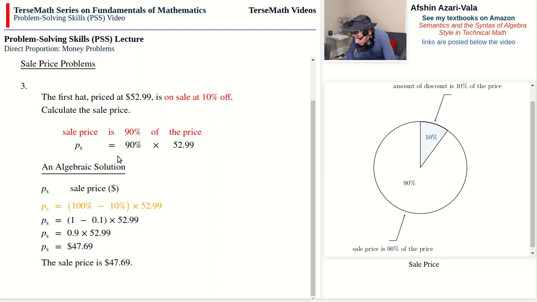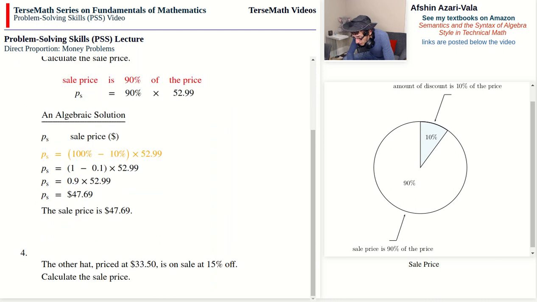And that means PS is equal to 90% times the price, $52.99. In place of 90%, we put down 100% minus 10% to explain how we got the 90%. And on top of that, getting prepared so that later, if 10% becomes unknown, we know how to set up the equation.